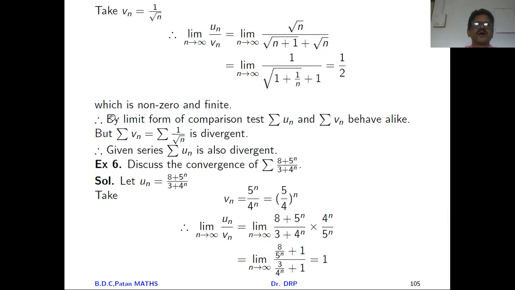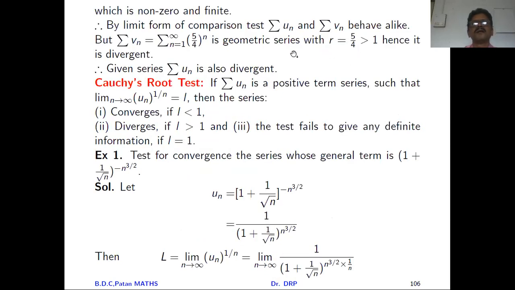And that limit which we have obtained is non-zero and finite. So by the limit form of comparison test, both series Σun and Σvn behave alike. Further, if you observe, this vn is (5/4) raised to n, and this is a geometric series with common ratio 5 by 4, which is greater than 1. Hence, by geometric series, summation vn is divergent. So automatically, the summation un also is a divergent series.